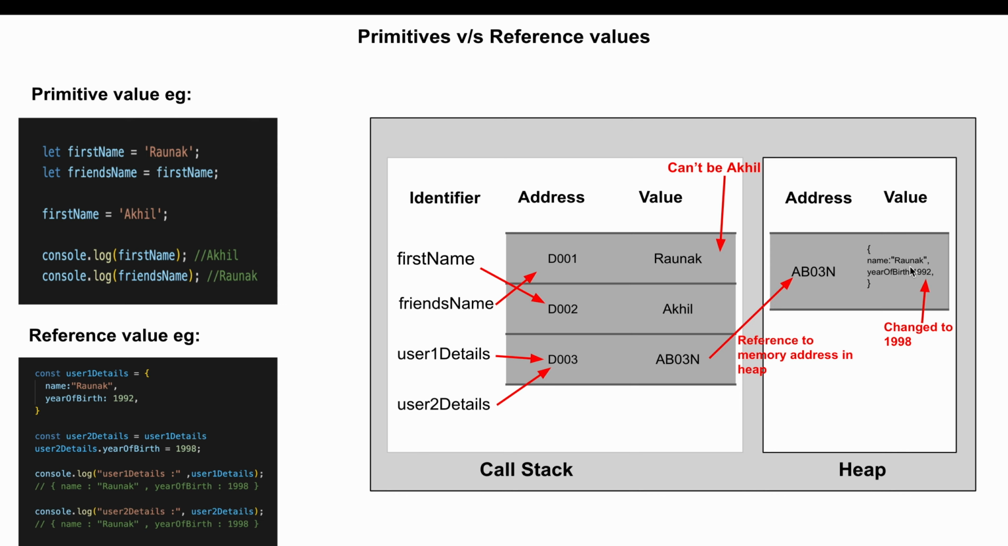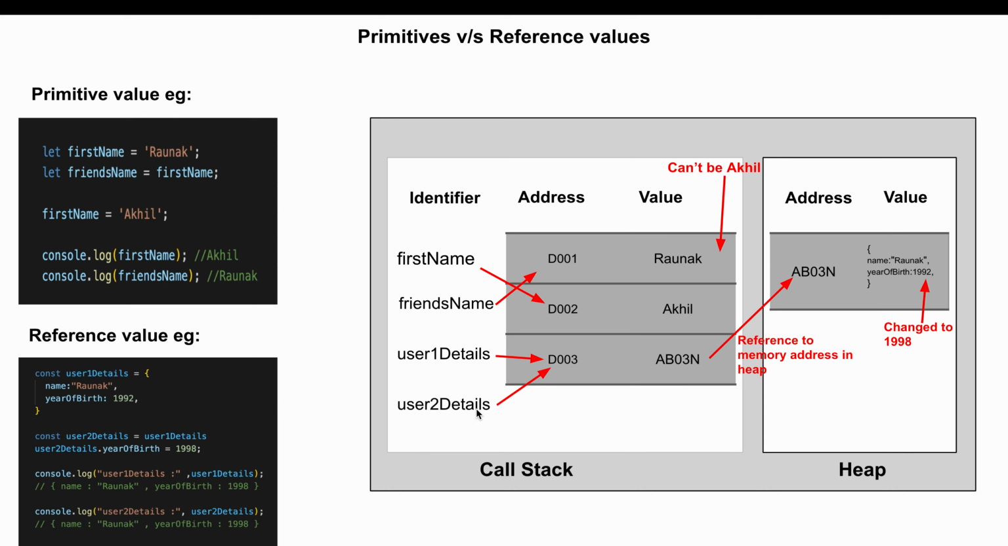Since we haven't changed anything for user2 details as a value, we are not getting any error. Because if you have noticed, we have used const here, and const simply means that if a variable is declared with const, we cannot change its value, otherwise you will get an error. That is what is happening here. We haven't changed its value, we have changed the value which is stored inside of it.